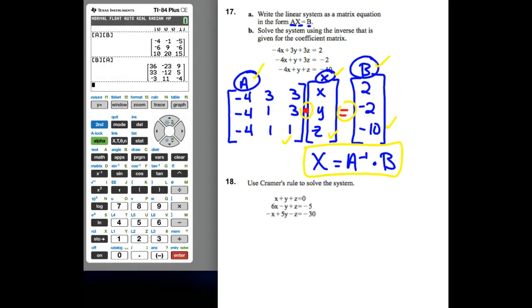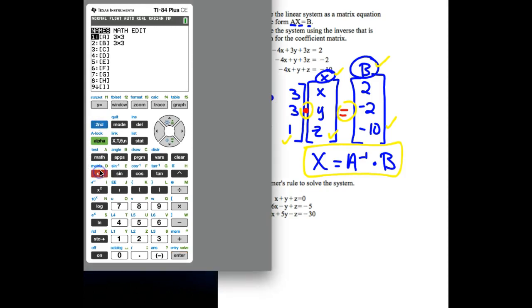All right, so we have to enter some matrices. Okay, second matrix. We're going to edit. Matrix A, we want to be a 3 by 3 matrix again. My first row is -4, 3, 3. My second row is -4, 1, 3. And my third row is -4, 1, 1. Okay, so matrix A is set.